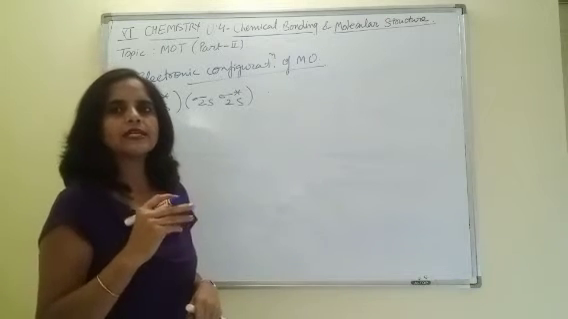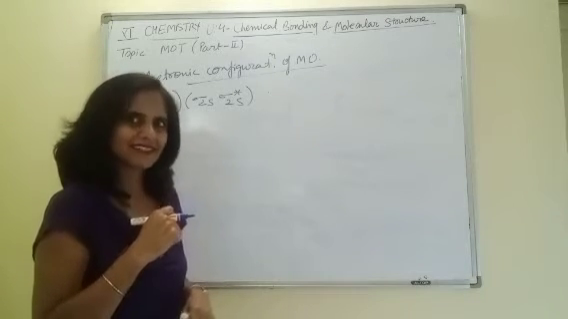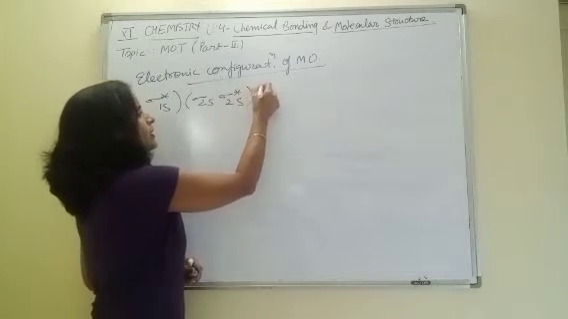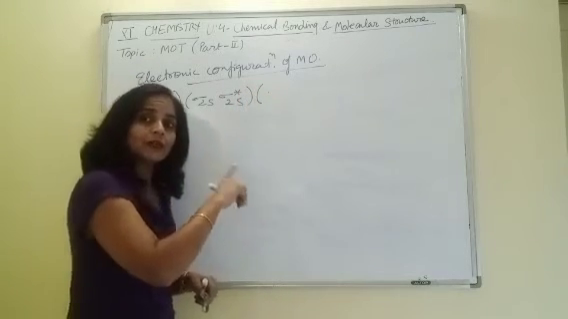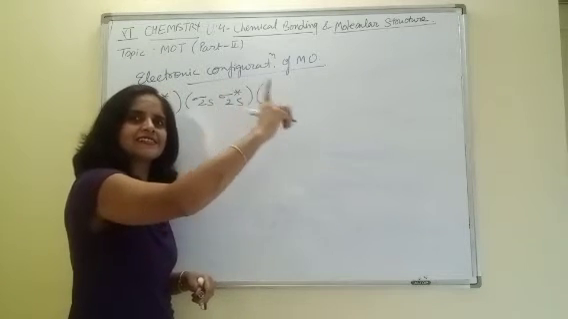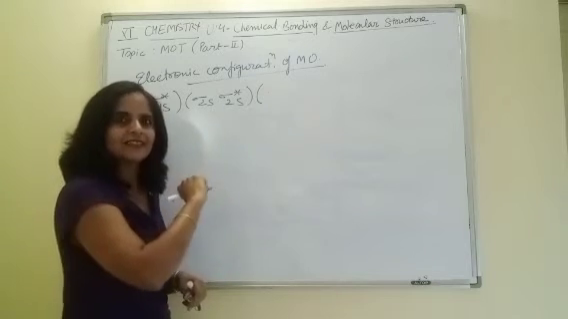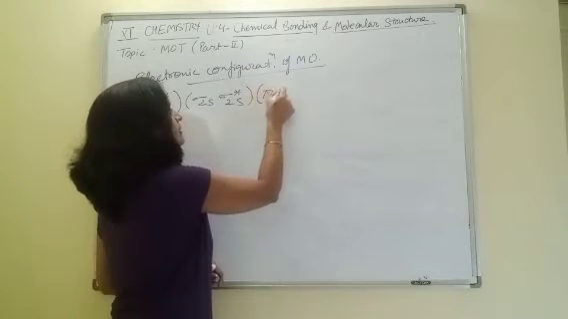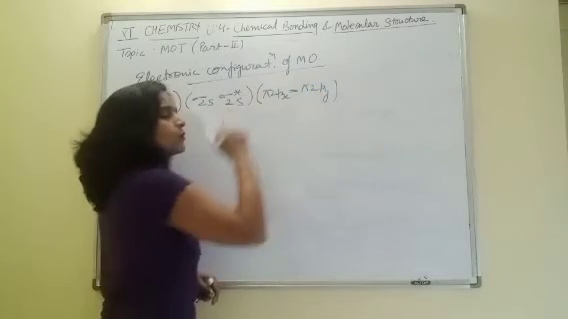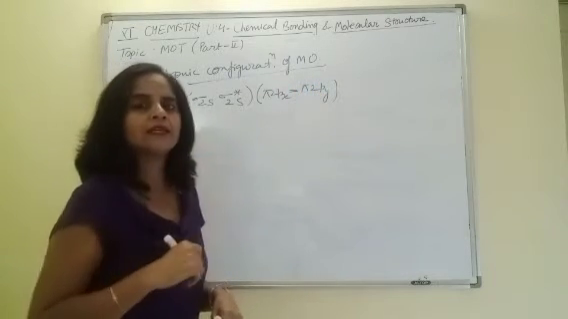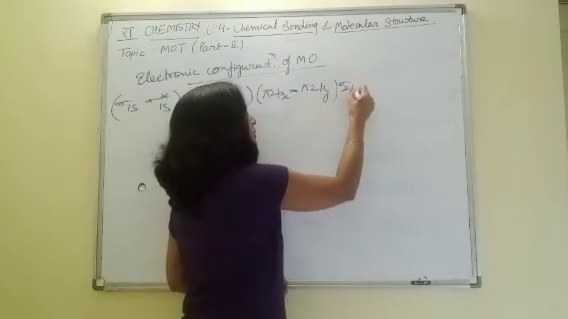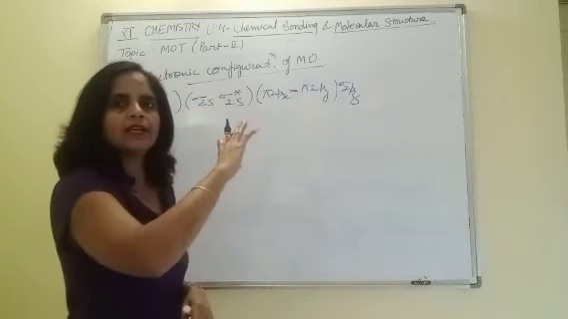Yes children, after 2s, which orbital is the next one? Correct. It is 2p. In p, I think now you remember: pi 2px, pi 2py, and then sigma 2pz. So this is pi 2px equal to pi 2py. These two are degenerate because both are forming pi bonds. And then we will have sigma 2pz. This is the bonding level.